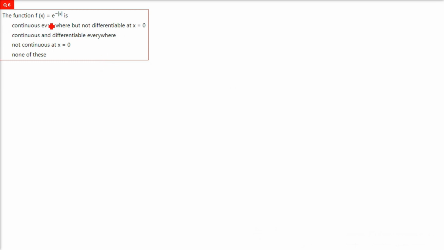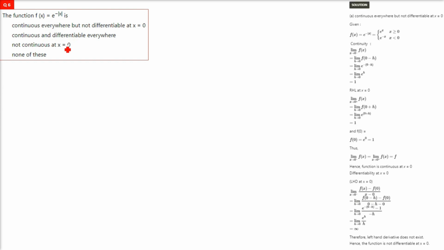The function f(x) is equal to e raised to the power negative modulus x. So there are different options here, and we will try the trivial way. We will first eliminate the modulus, then do the LHL and RHL, and then the LHL and RHL for the derivative. That's what we are going to do.